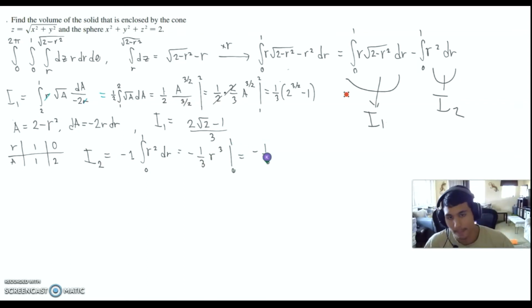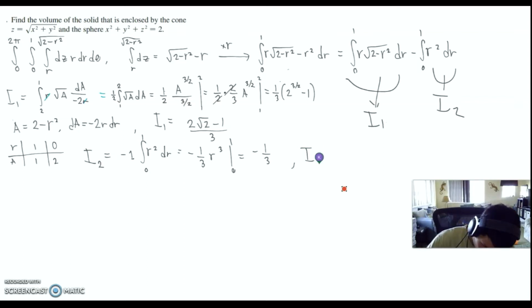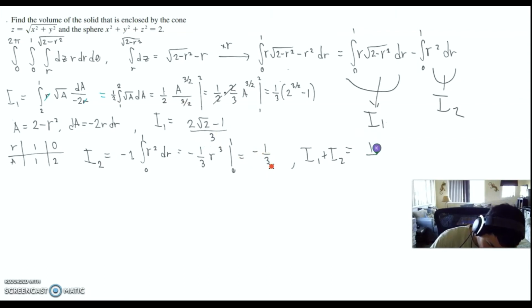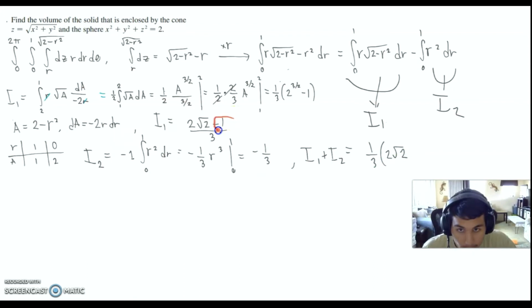That's all it is. So now we have to add I1 and I2 together. I1 plus I2. Look at that, they both have the same denominator, so this is just going to become 1/3 square root of 2 minus 1.